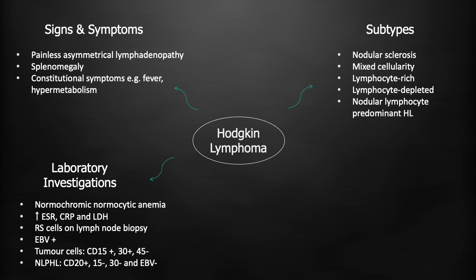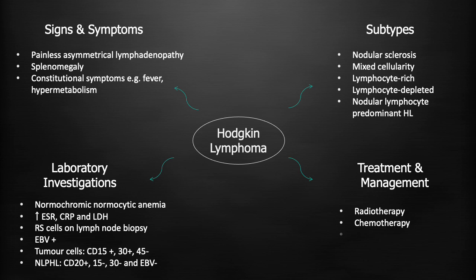And in nodular lymphocyte predominant Hodgkin lymphoma, they are CD20 positive, but CD15, CD30, and EBV negative. The treatment and management of Hodgkin lymphoma includes radiotherapy, chemotherapy, and stem cell transplantation for patients who have not responded to the initial treatment.